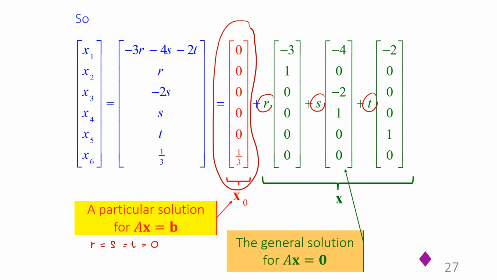And the other part of the solution, in the green font, forms another solution that we call the general solution for Ax equal to 0. That means the green part is the null space for A, because the green part is the general solution for Ax equal to the 0 vector.